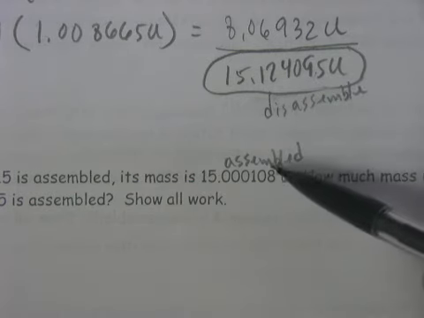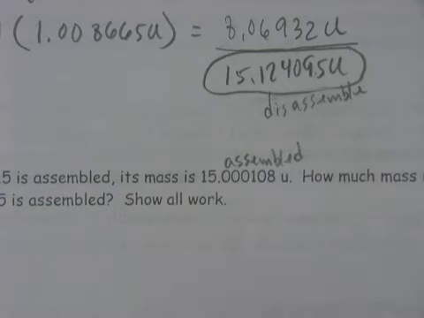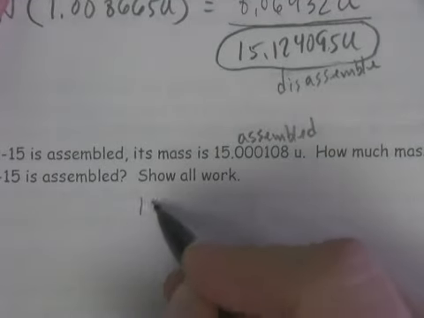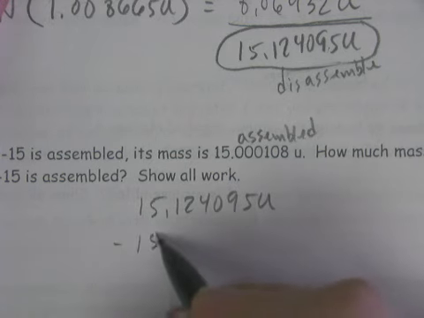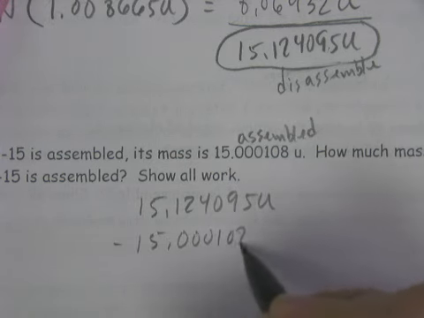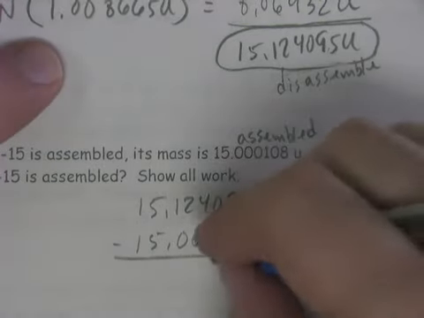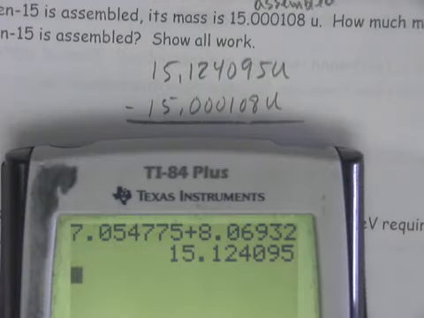So when you put the pieces together, the mass actually shrinks. As you assemble a nucleus, the mass shrinks. As you disassemble a nucleus, the mass increases. So we want the difference between these two numbers. All we have to do is subtract, so this one is pretty easy. You're just going to take 15.124095 U's and subtract off what it is after it's assembled. Subtract those two numbers.